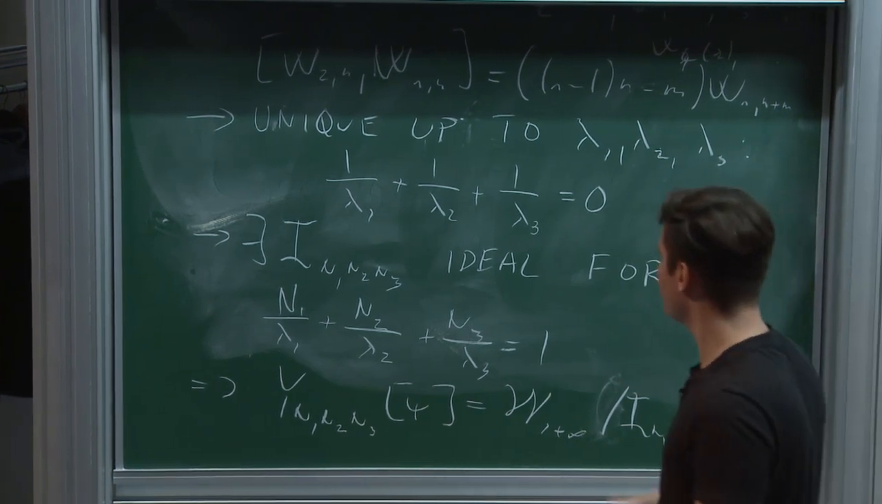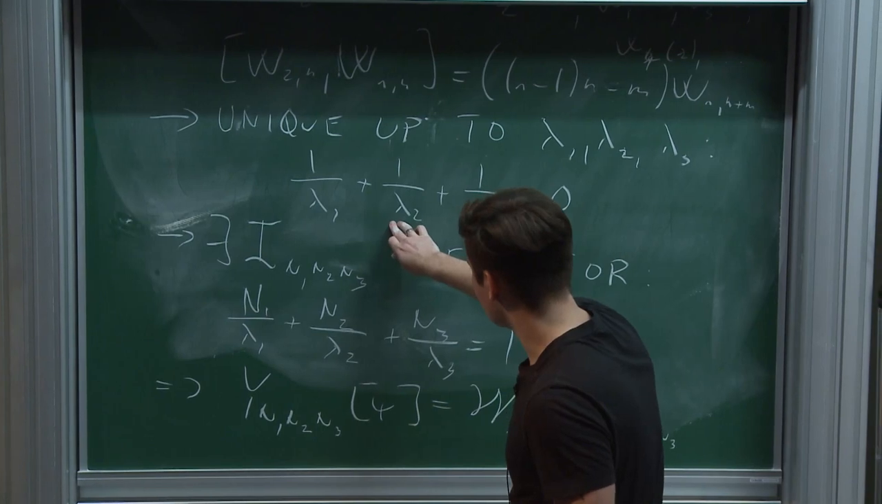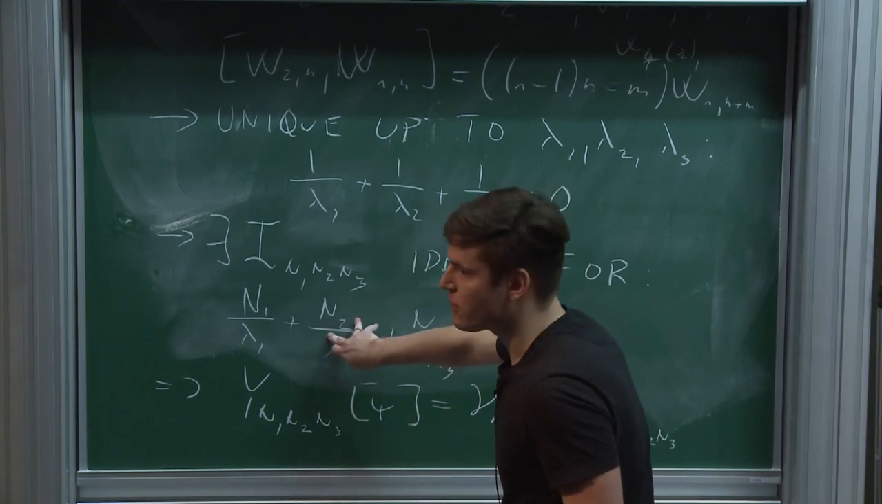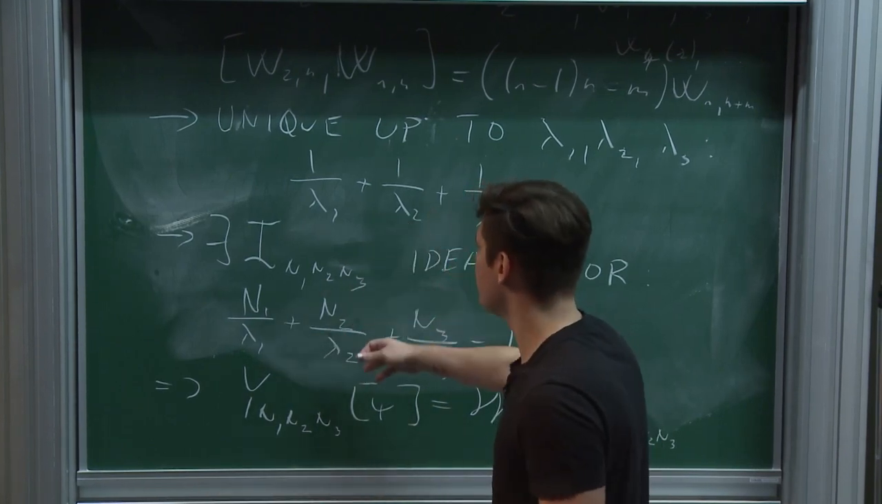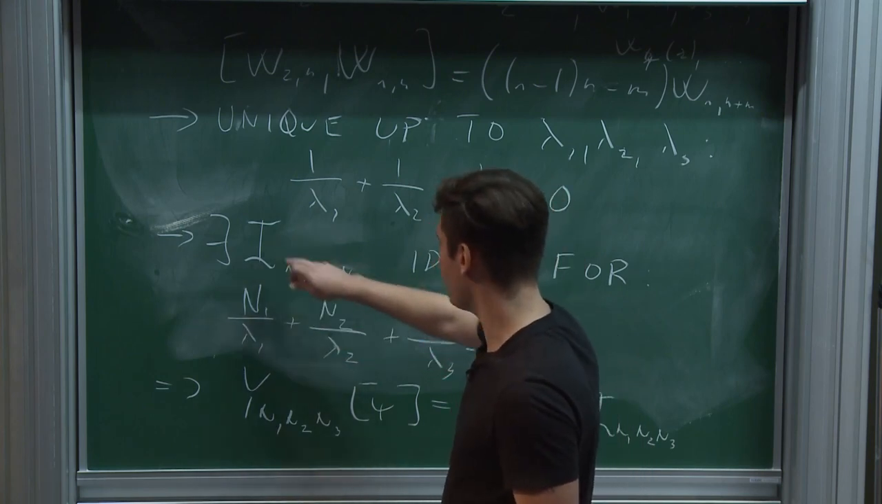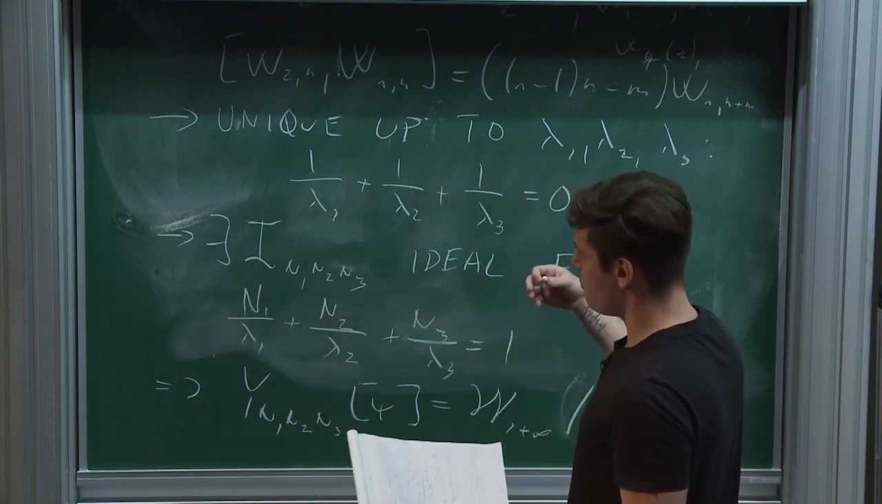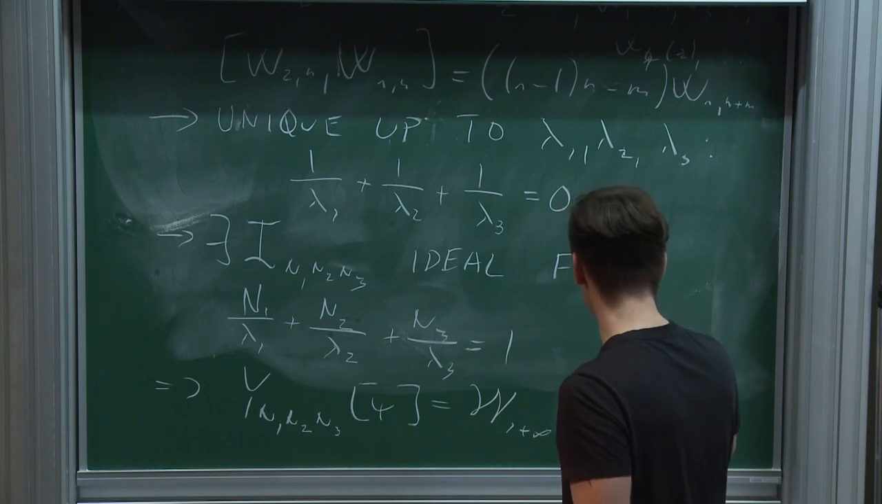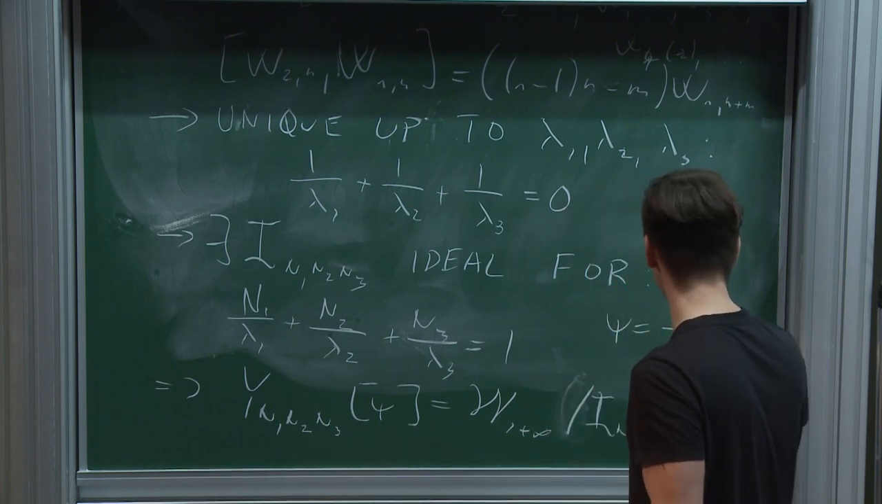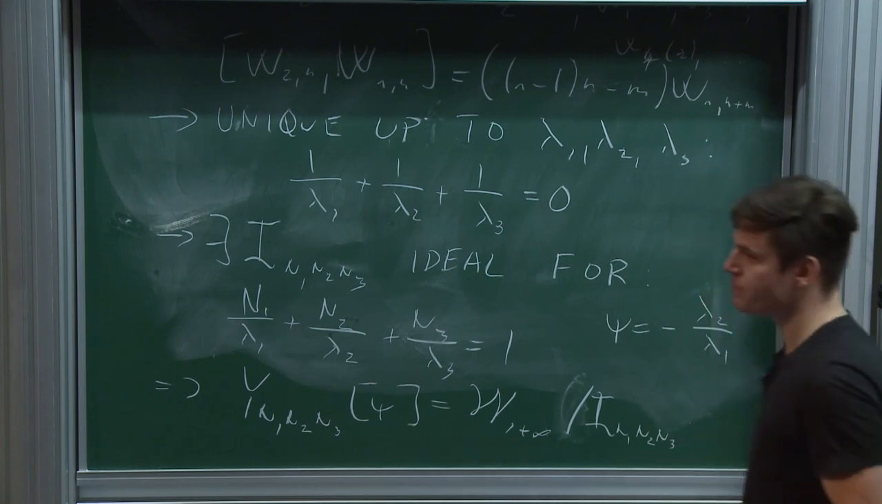Exactly, that's what I'm about to say. We have three parameters subject to this constraint, and this extra constraint that is required in order to get the ideal. And we have one extra parameter, which is the parameter psi, which is minus lambda 2 over lambda 1.